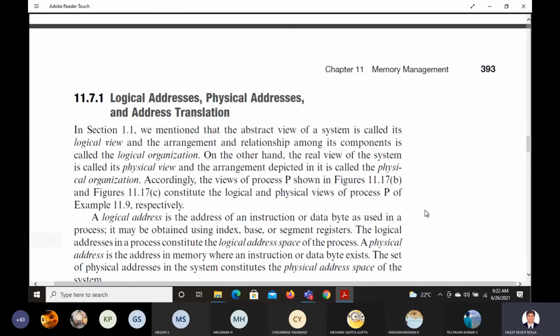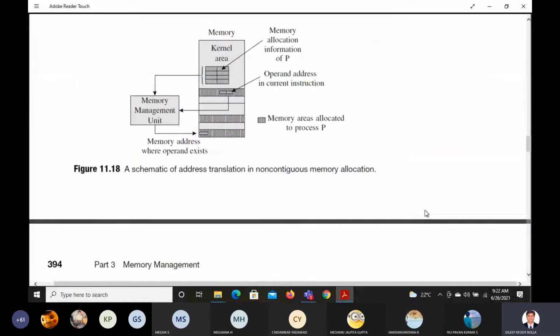And there are a lot of things I told you about, which are logical address and physical address. Always remember, the CPU is going to use a logical address, whereas the hard disk or the external drive or memory is going to use a physical address. So we have a memory management unit to translate the logical address to physical address and physical address back to logical address. How that is happening is an interesting concept. You read this. This is what they have explained in this. This is the way they have shown how address translation is happening in non-contiguous memory.